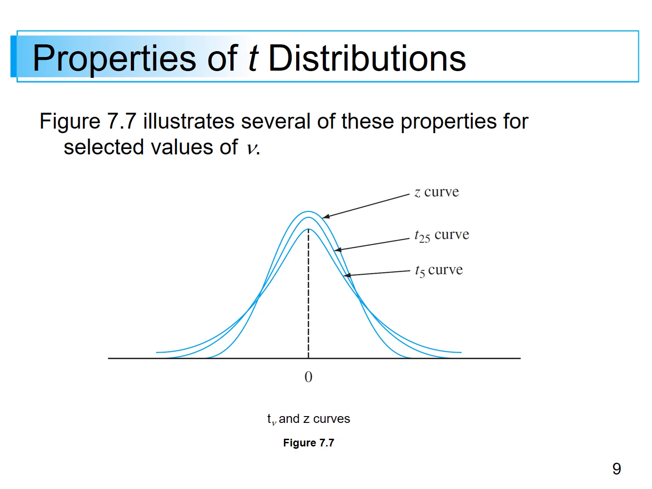As nu approaches infinity, there is less variability in the distribution, and the t-curve approaches the normal curve.